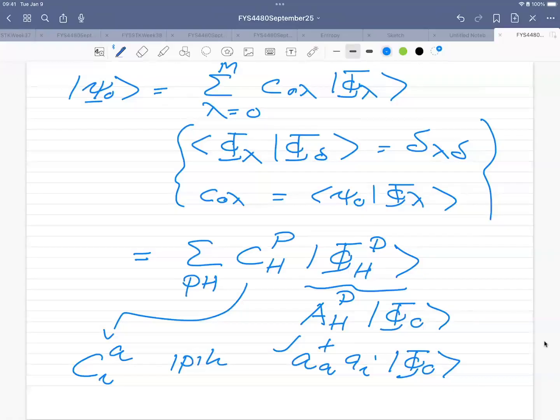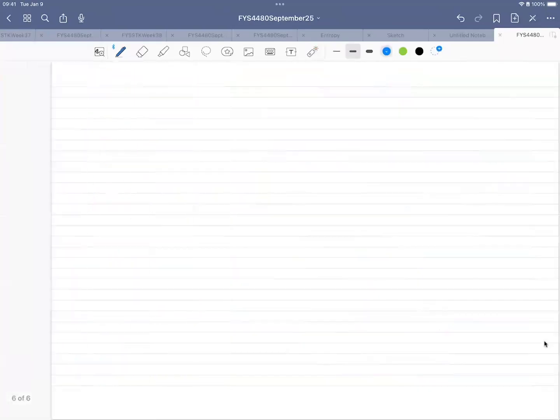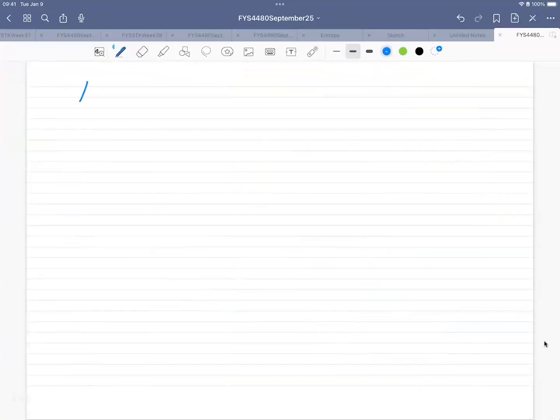So this is an expansion. When you look at this one, you could apply this to any state of the system. This is not limited to the ground state, but I'm just using the ground state as an example here. So let's take a closer look at what this may look like. So we would then rewrite it like this.